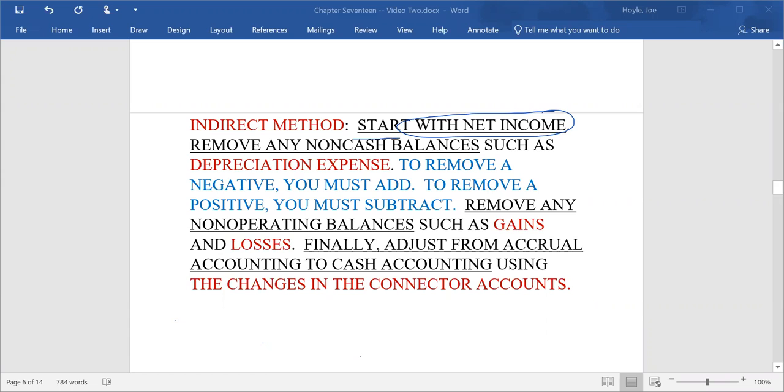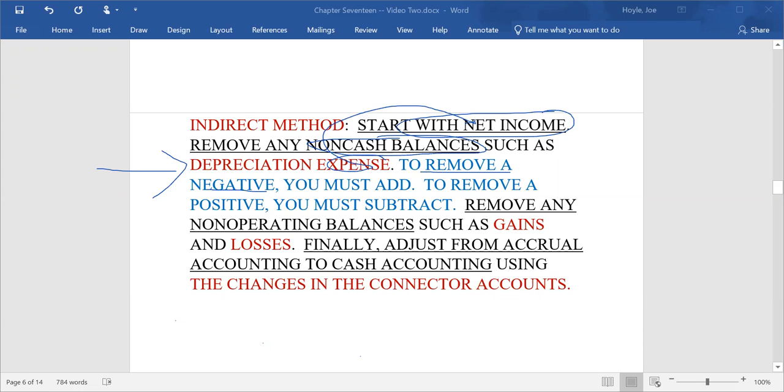We will remove the non-cash balances. And again, to be repetitive, the main one of those is depreciation expense. Now, when we did this with the direct method, we simply omitted it. We just left it off. That was easy. Here we have to do something a little different. The depreciation expense is inside net income. Clearly, depreciation is in net income. We want to remove it.